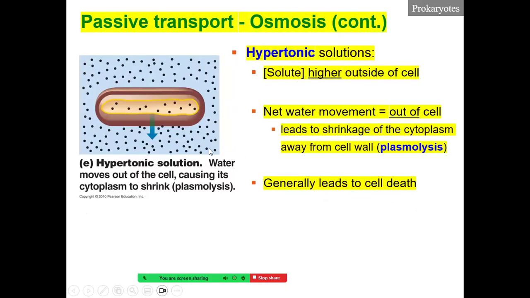A hypertonic solution is when the solute concentration outside the cell is higher than the solute concentration inside the cell. The net movement of water will be from inside the cell moving to outside the cell. This will lead to shrinkage of the cell membrane. It'll pull away from the cell wall and then start shrinking up. This can lead to plasmolysis, and generally it leads to cell death.